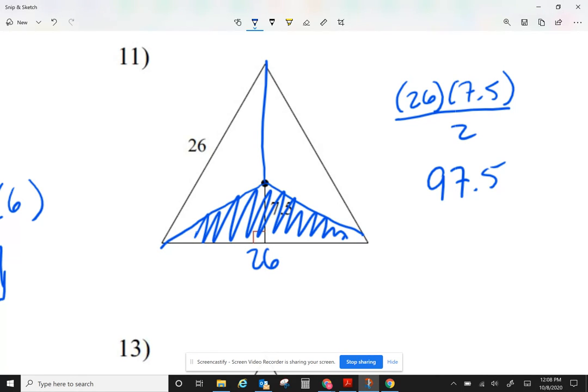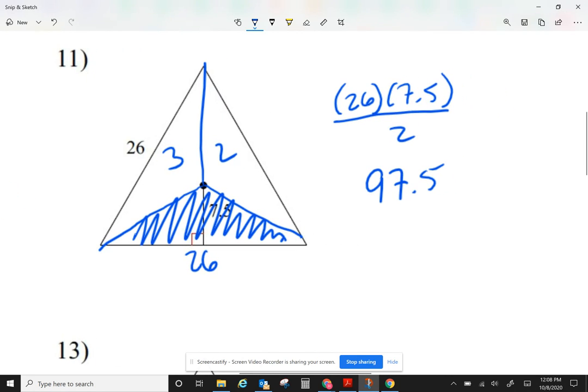There happen to be 3 triangles. You guys can see there's triangle number 2, triangle number 3. There's 3 triangles, so I know each of them is 97.5. There's 3 of them, so let me just go 97.5 times 3. And my result should be 292.5.